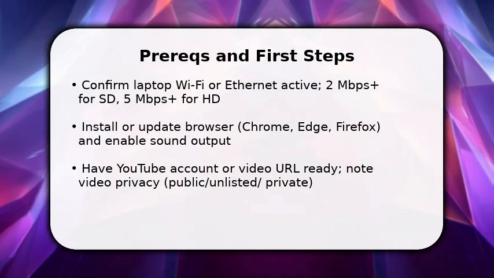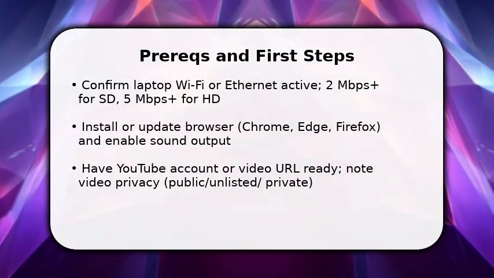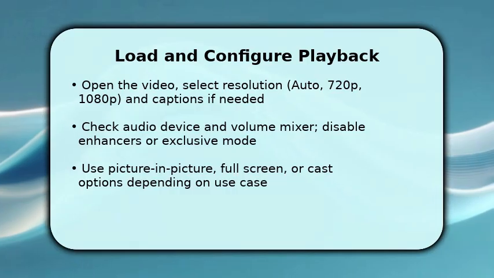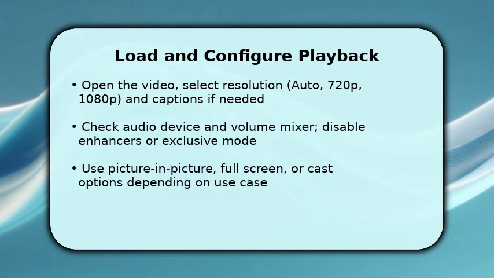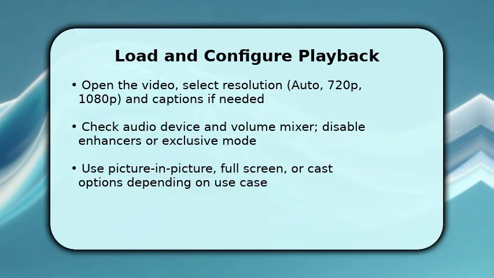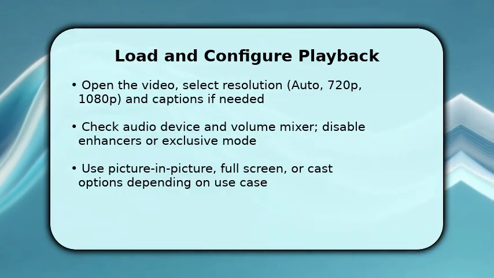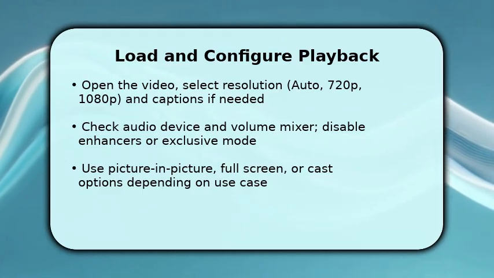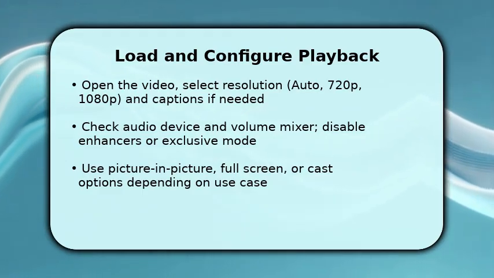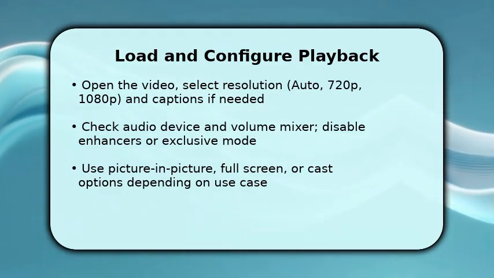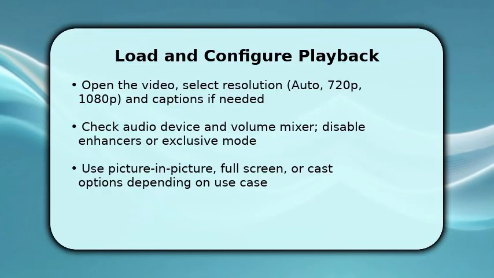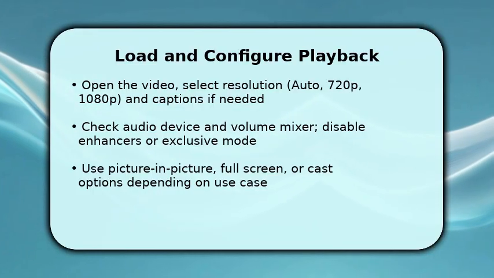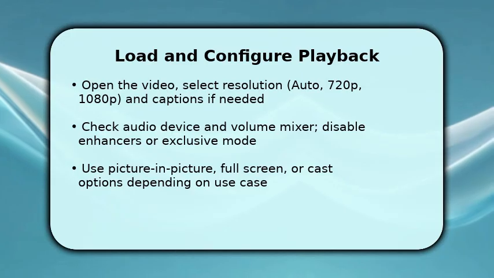Next, you load the video and configure playback settings tailored to your needs. Click the gear icon and choose resolution. Lower it if buffering occurs. Then verify sound routing in your system sound settings and the browser tab. Choose the correct output device and adjust volume. If you want uninterrupted viewing, enable full screen or picture-in-picture. For external displays, use cast or HDMI. These steps control quality and eliminate common mismatches between video and audio.